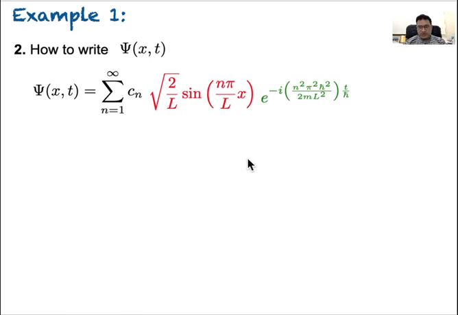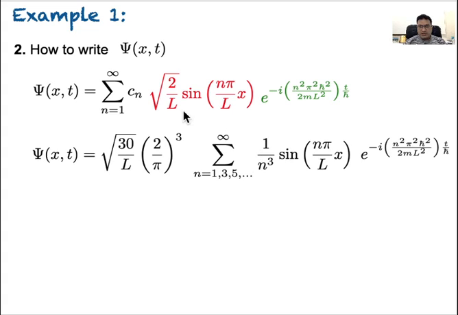Now let's move further. We can substitute the value of Cn that we have seen just now, and you know that the summation over n is no longer going from 1, 2, 3, 4 to infinity, but is restricted to odd values of n, because for even values of n, Cn is 0. So this is the general way of writing psi of x,t. You can see that Cn is proportional to n to the power minus 3.